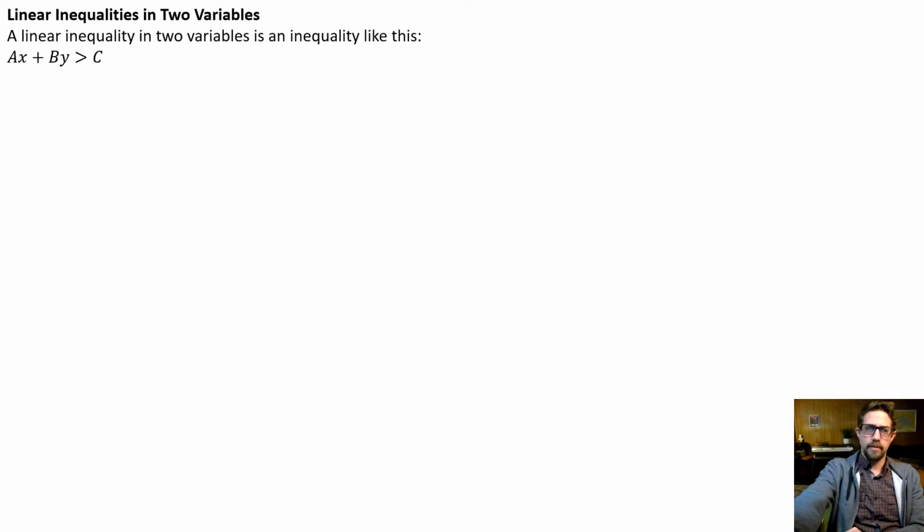Hello. Last topic in chapter 3, linear inequalities in two variables. An inequality is one of the ones with a less than or equal to instead of an equal sign. And this is a little different than anything we've seen so far, so bear with me. We've seen inequalities, but this one has two variables. It has an x and a y.